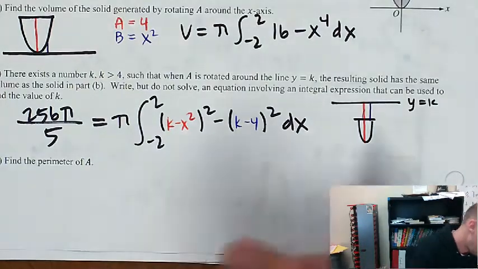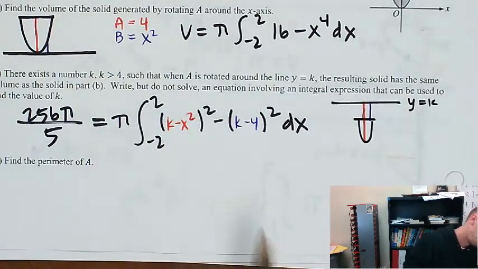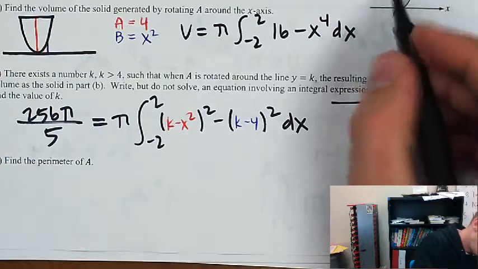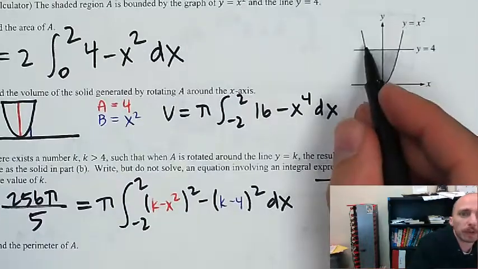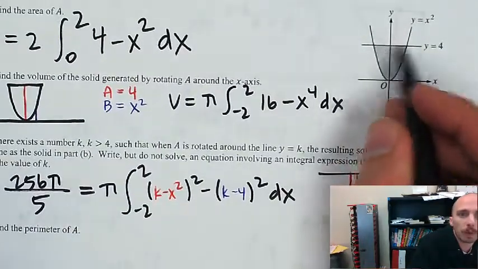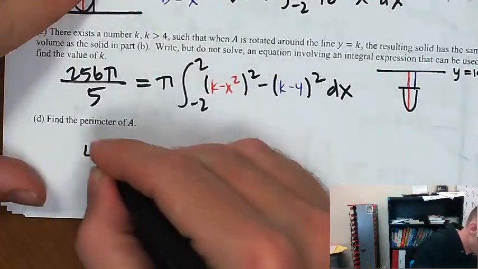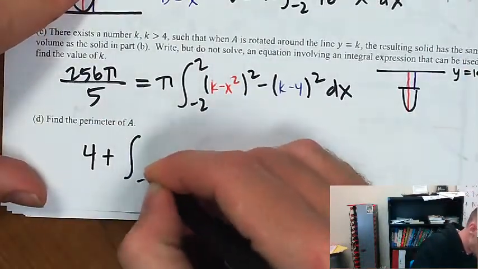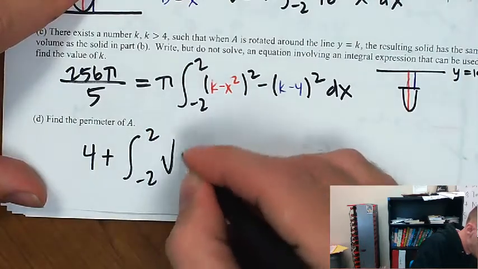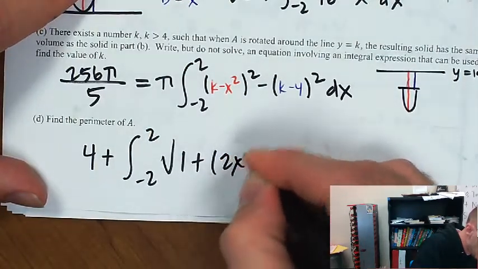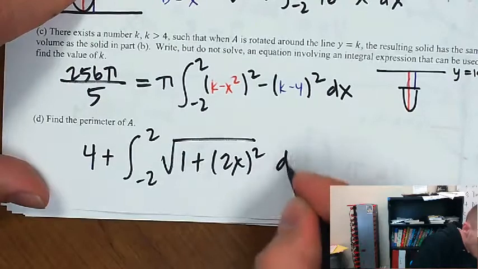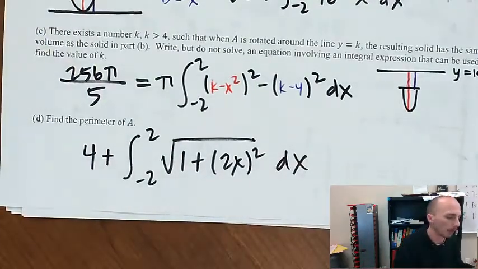Okay. And then find the perimeter of A. All right. Well, this goes from, you can't see that, but this goes from -2 to 2, so that's going to have a width of 4. That straight line will have a length 4, plus the integral from -2 to 2 of the square root of 1 plus dy dx squared. And then that's something you would use a calculator for.